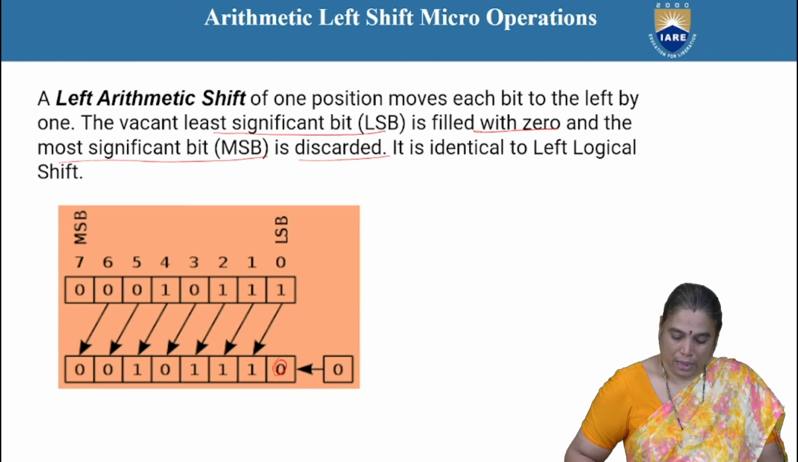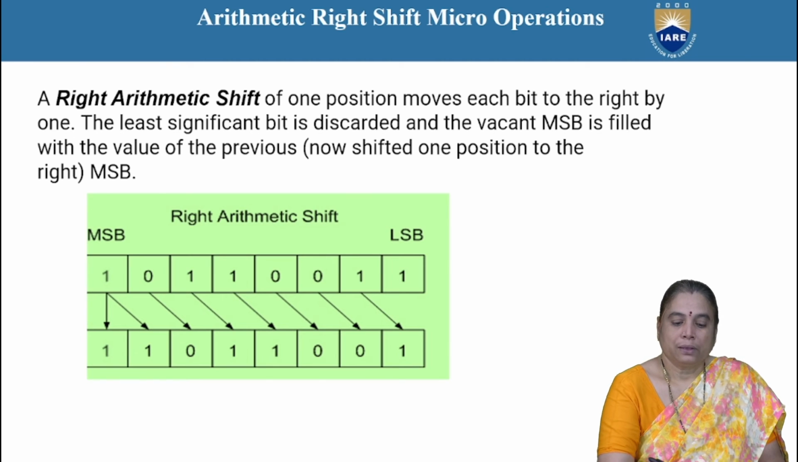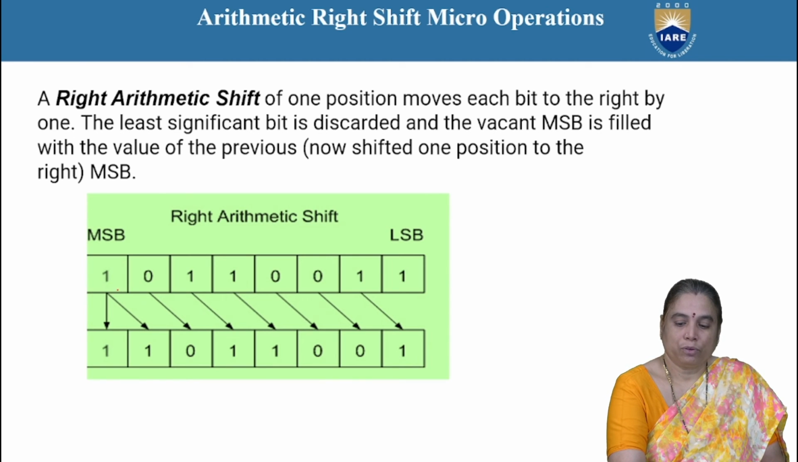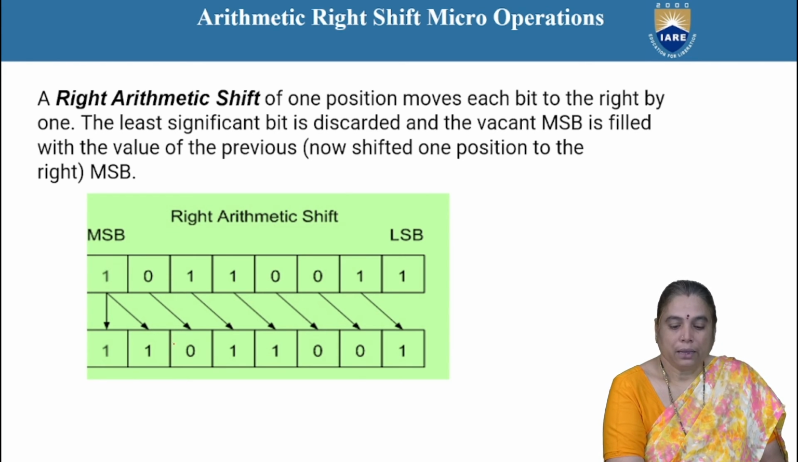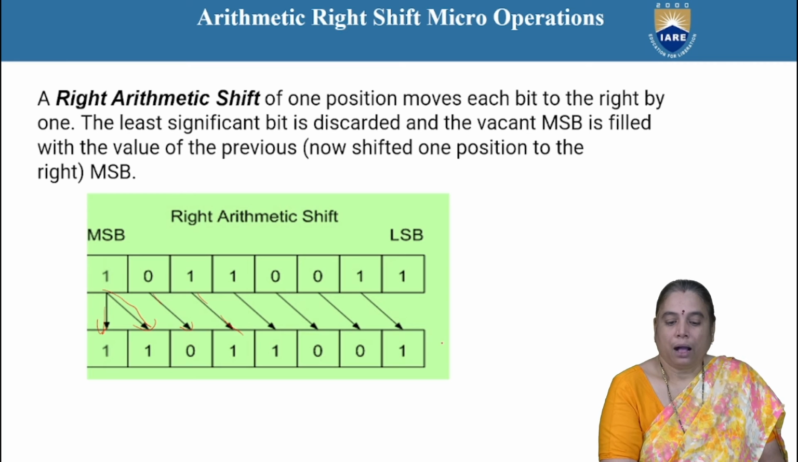Now the arithmetic right shift. The arithmetic right shift has a slight variation from the logical right shift. How is it different? The MSB has to be copied to the vacant position in the case of right arithmetic shift. So the MSB fills the vacant position and is also moved to the next position. Like this, the right shift operation can be applied.